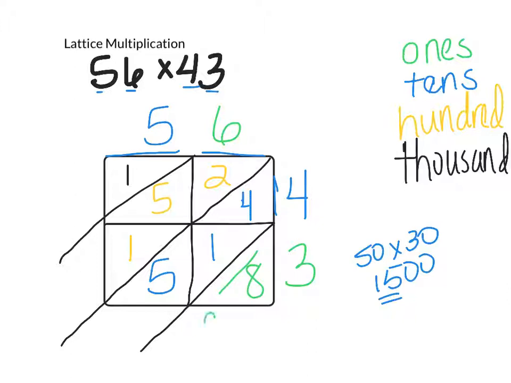I have 8 ones. I have 5, 6, 7, 8, 9, 10 tens. So I'm going to put the 0 here for the tens, and then I have that extra that comes up here to my hundreds column. And in my hundreds, I have 500, 600, 700, 800, 900. And in my thousands, I just have 1,000. So 56 times 43 is 1,908.